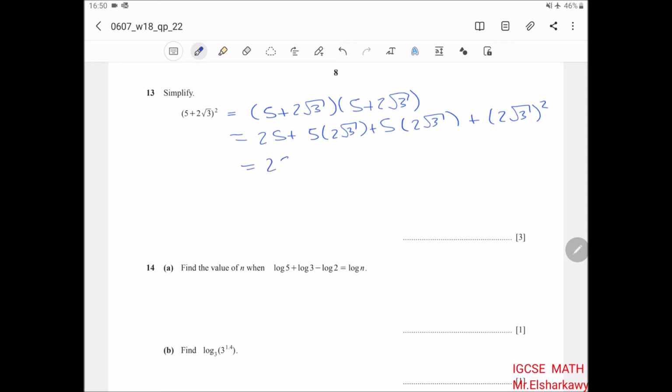This is equal to 25 plus 10 root 3 plus 10 root 3, so 20 square root 3, plus (2 root 3) squared. This would be 4, this would be 3, 4 times 3 would be 12, so it's equal to 37 plus 20 square root 3. So this is our answer, 37 plus 20 root 3.